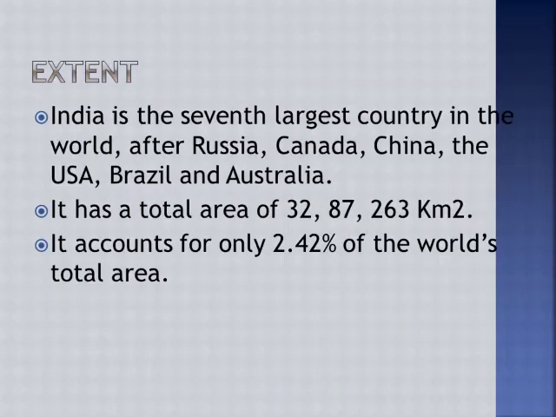We shall now see about the extent of India. India is the 7th largest country in the world after Russia, Canada, China, the United States of America, Brazil and Australia. It has a total area of 32,87,263 square kilometers. It accounts for about 2.42% of the world's total area. So, India is the 7th largest country in the world and accounts for 2.42% of the world's total geographical area.